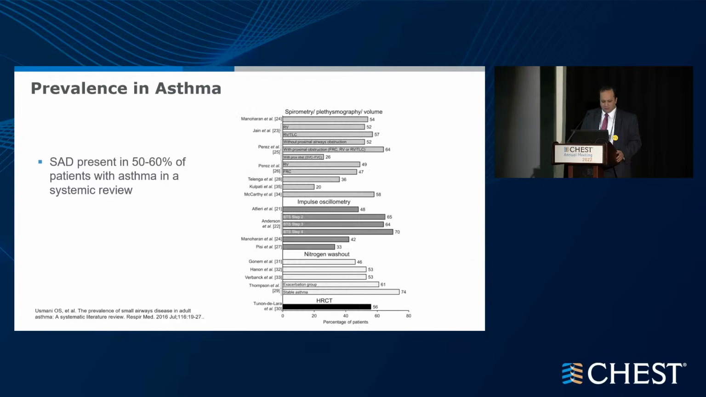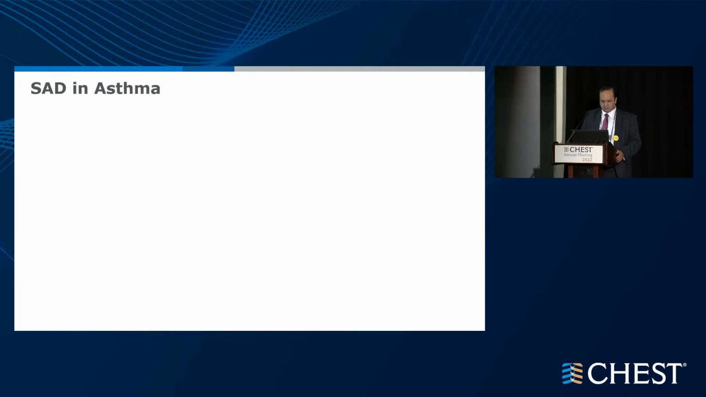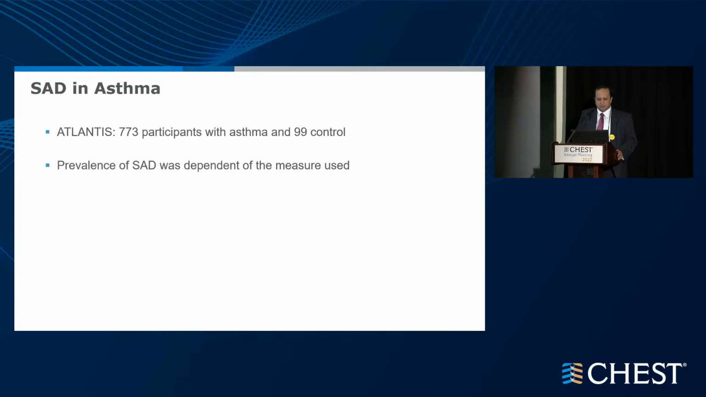And this was a systematic review published a few years ago by Usmani, who has done a lot of work in small airways. It looked at different parameters. On the top there is spirometry and plethysmography, in the middle impulse oscillometry, and at the bottom nitrogen washout and HRCT. No matter what parameter you use, about 50 to 60% of patients with asthma can have small airway disease present in them.